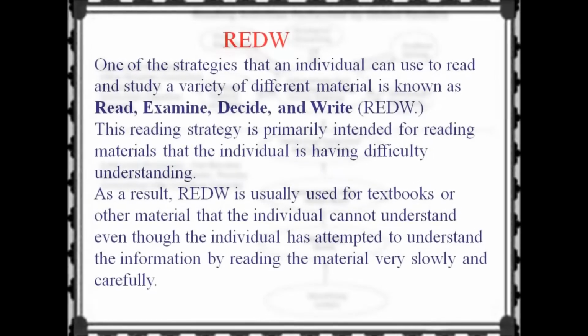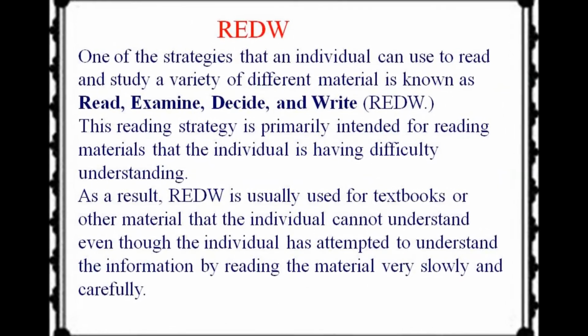There are many strategies. First strategy let us discuss is REDW. One of the strategies that an individual can use to read and study a variety of different material is known as read, examine, decide and write. That is REDW. This reading strategy is primarily intended for reading materials that the individual is having difficulty understanding. As a result, REDW is usually used for textbooks or other materials that the individual cannot understand, even though the individual has attempted to understand the information by reading the material very slowly and carefully.